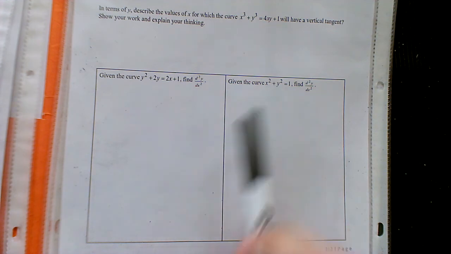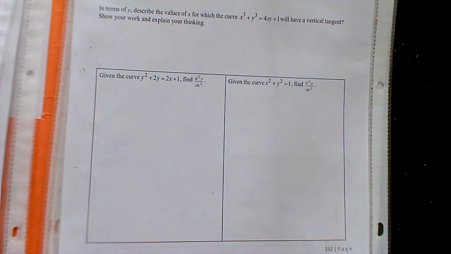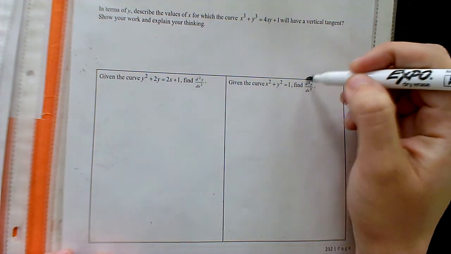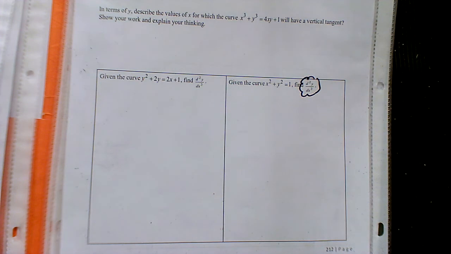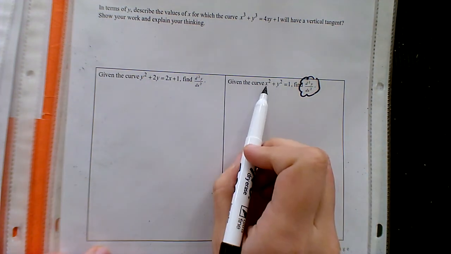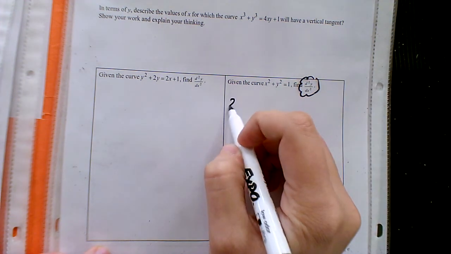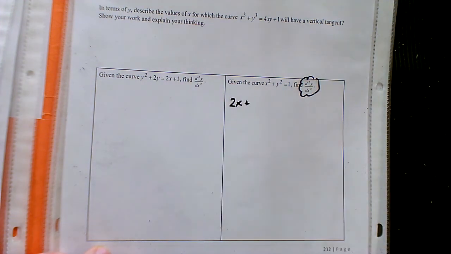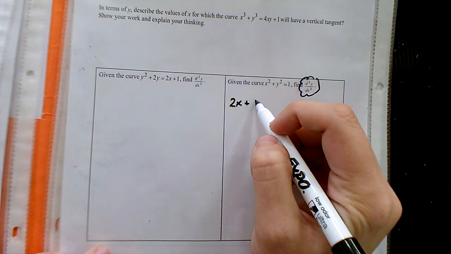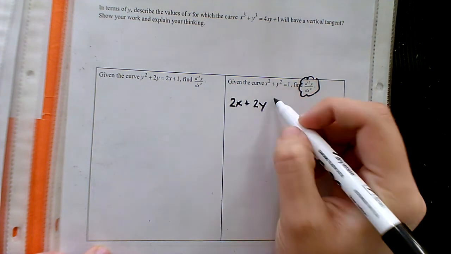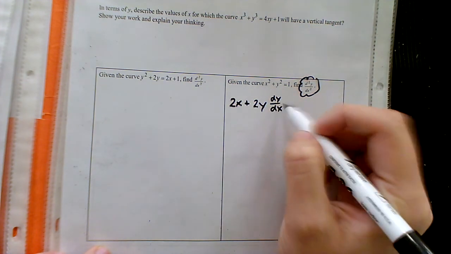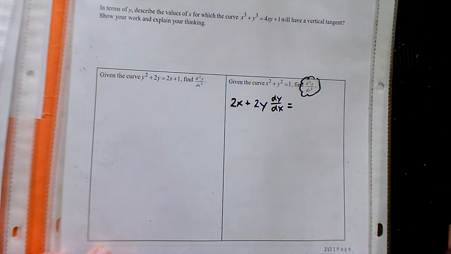So notice how the x's and y's are mixed in. In order to find the derivative, we're going to have to write dy over dx every time we take the derivative of a y variable. But in this case, they want us to do another derivative. Okay, the second derivative, we'll see how that works out. All right, derivative of x squared, 2x, plus derivative of y squared, 2y, dy over dx, equals derivative of 1, 0. Good.